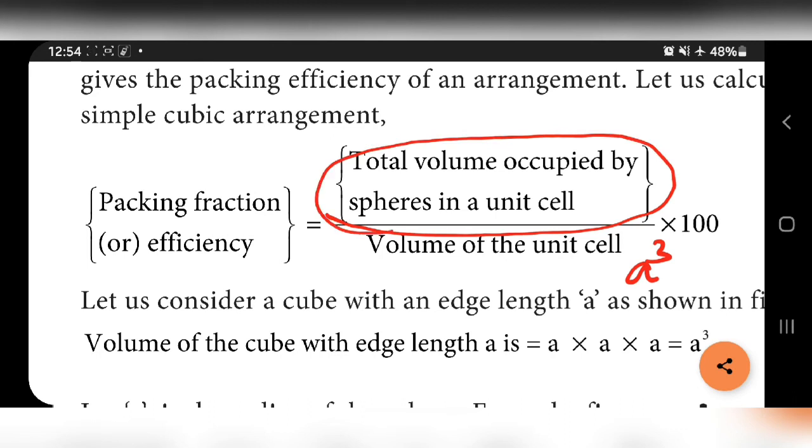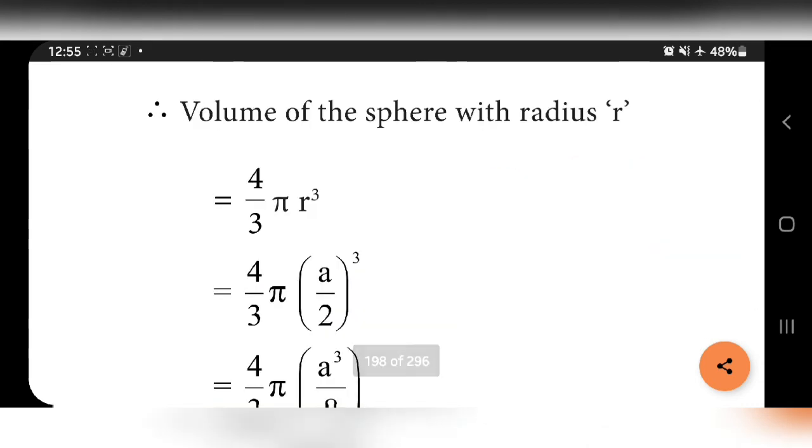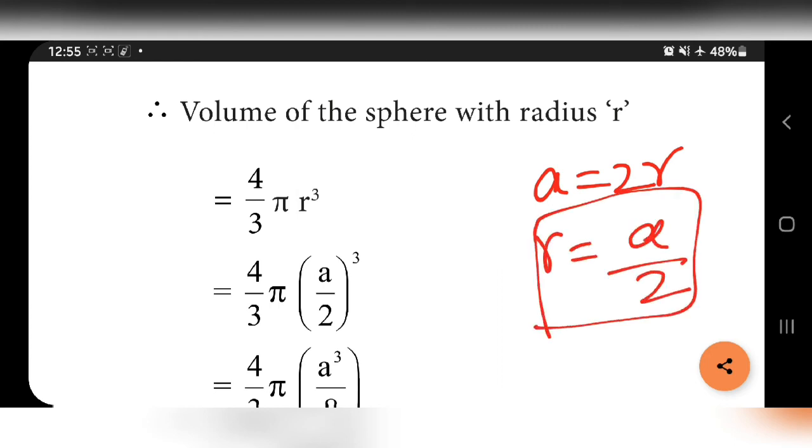Volume of one sphere: in lower classes you learned the formula for the volume of a sphere is 4 by 3 pi r cube. So the volume of one sphere is equal to 4 by 3 pi r cube. Already I explained a is equal to 2r, so r is equal to a by 2, that is the radius is equal to a by 2. We are substituting r is equal to a by 2. So 4 by 3 pi, a by 2 whole cube.